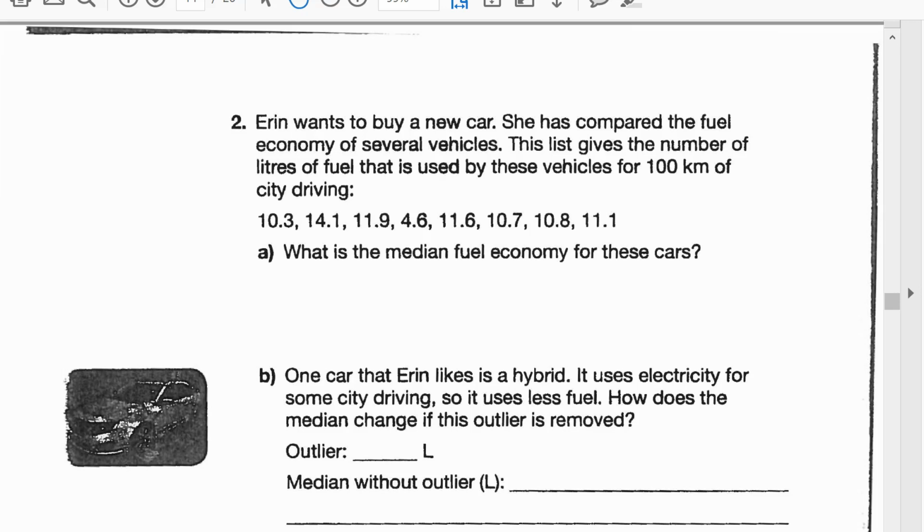Well, first we have to order them from least to greatest. So 4.6, 10.3, 10.7, 10.8, 11.1, 11.6, 11.9, and 14.1. So we have these two in the middle. And when we have two middles, we have to add them and divide by 2.